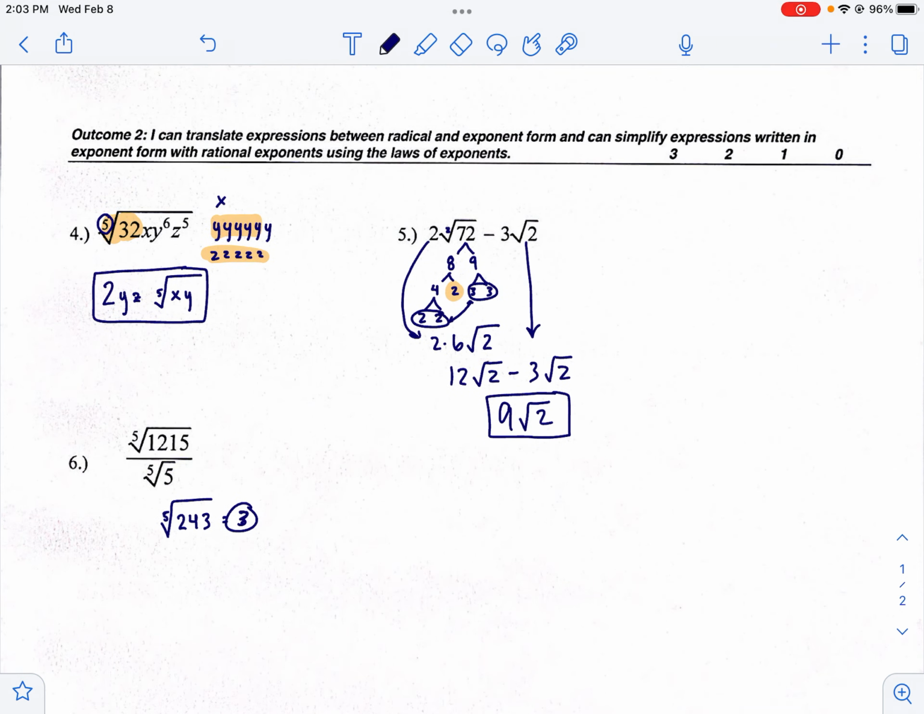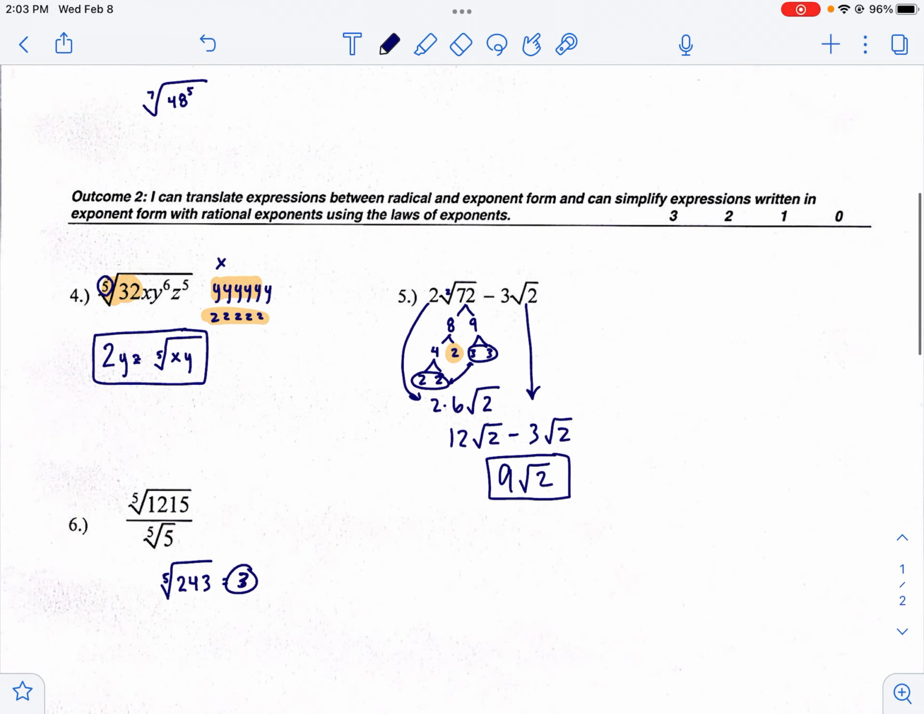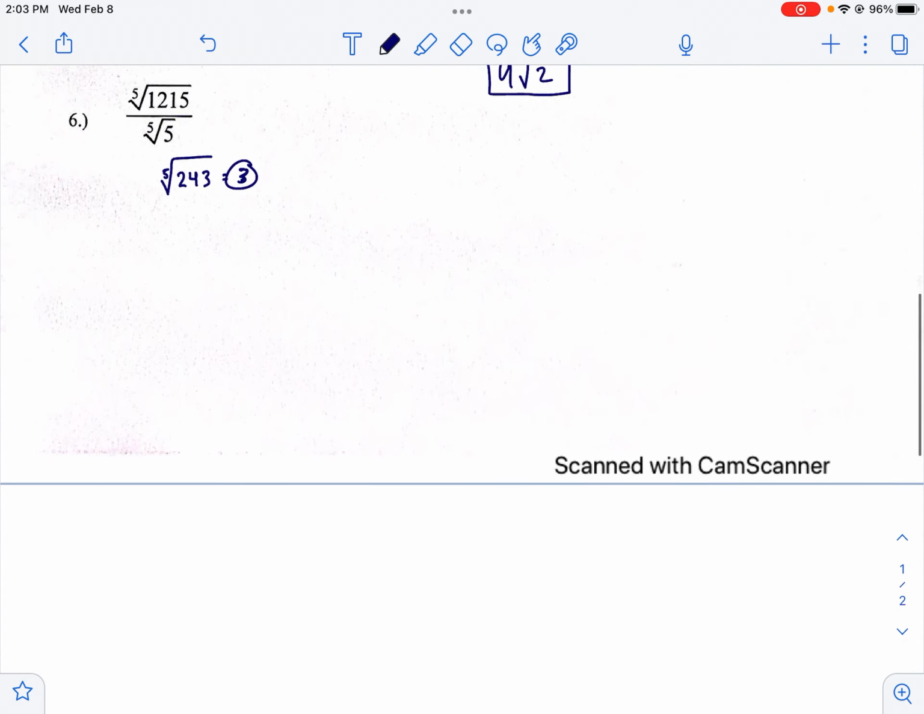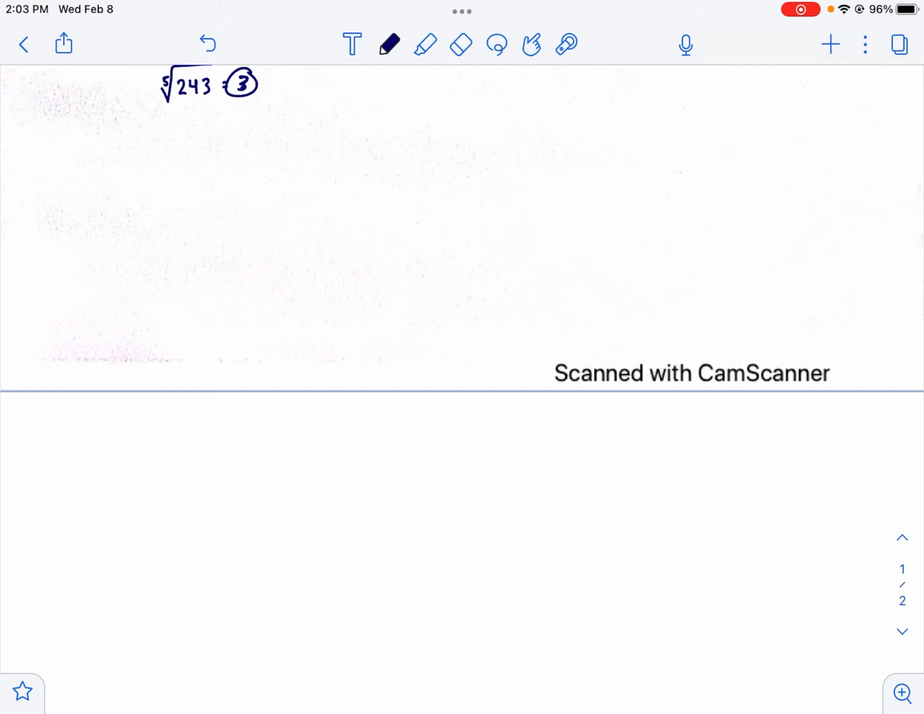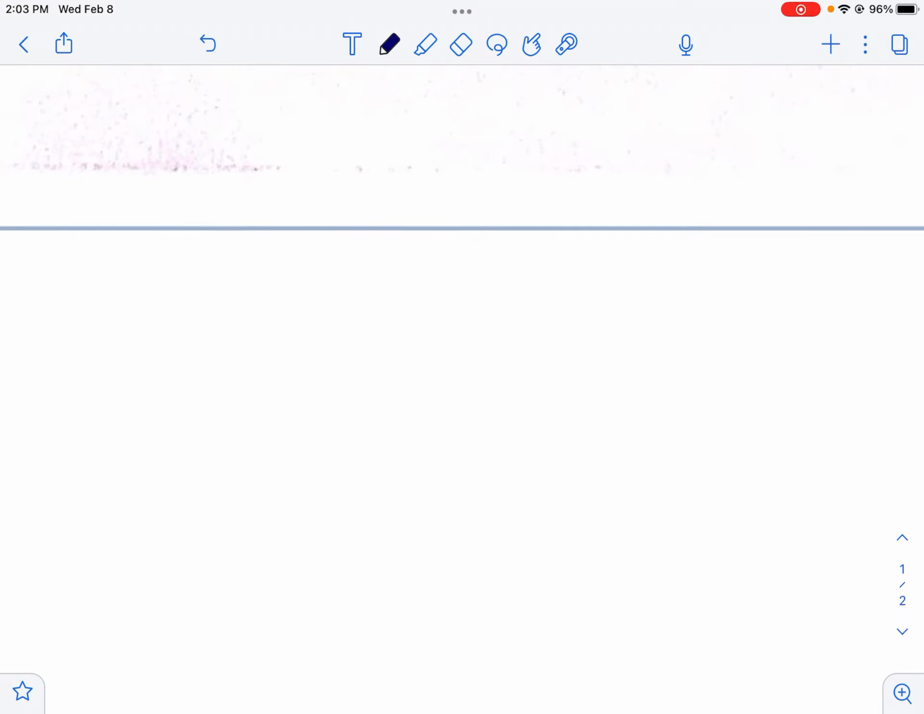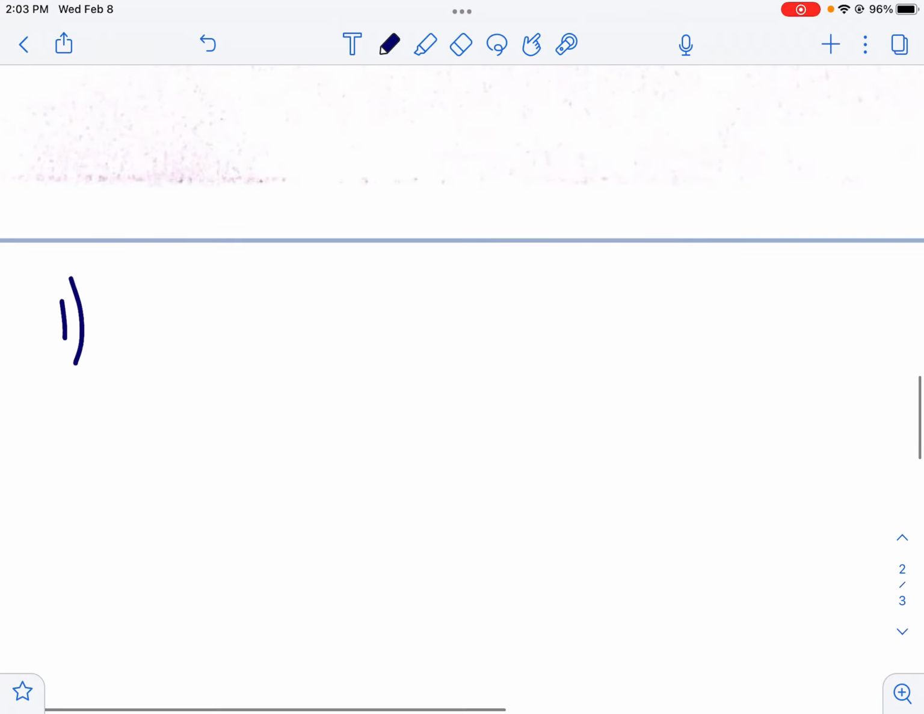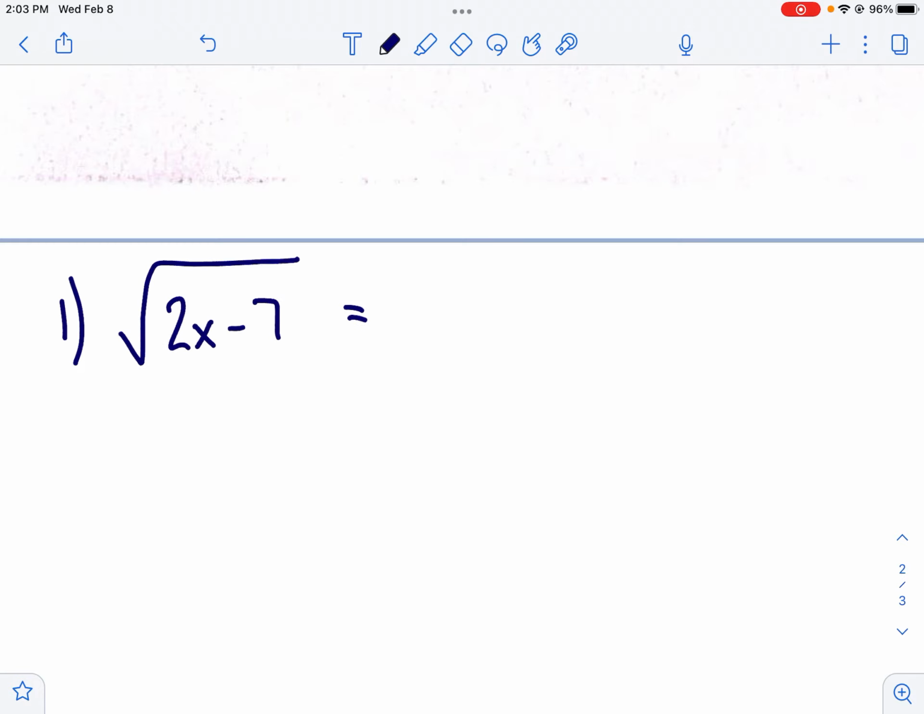Now, I know some of you guys got all these right, and so some of you may be skipping ahead looking for, okay, well, what about those problems that are on the board? So I'm going to do the problems that are on the board. The first problem is the square root of 2x minus 7, and that equals -5. So this is what we talked about last class.